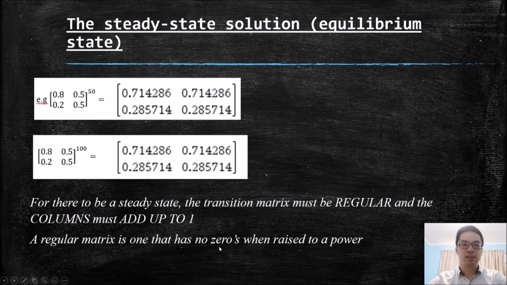And a regular matrix is one that has no zeros when raised to a power. So just keep in mind the steady state solution is when you raise the transition matrix to a very high power and the answer does not change when you raise it to another high power. So as you can see here, once again, I raised it to 50, that's what I got. I raised it to 100, that's what I got. That means I've reached a steady state solution, or the long-term values.